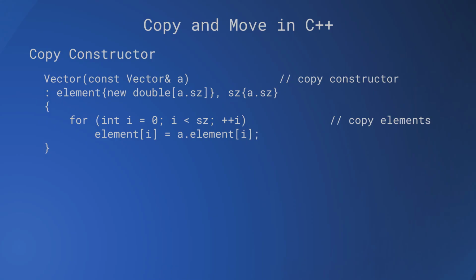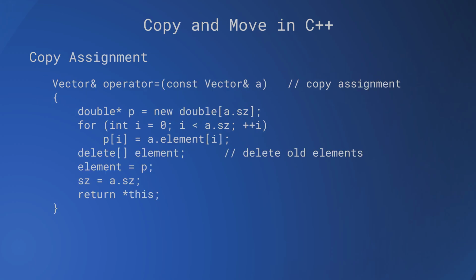We need to add a copy constructor to the vector class so that a new object, which is a copy of the passed object reference, is correctly created. A reference to vector a is passed as parameter to the constructor. In the member initializer list, a new array of doubles of size a.sz is created. Also, sz is initialized with a.sz, and after that, the elements of vector a are copied into the elements of the object being created.